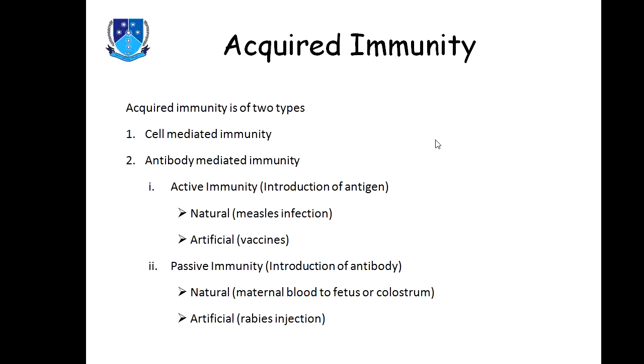When the antigen is introduced to the host, and the host starts producing antibodies against that antigen, this is active immunity. This is called active immunity because the body actively produces the antibodies against that antigen.